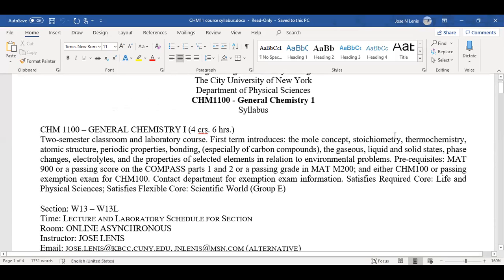This is the general chemistry course. The first part, the general chemistry, is divided into parts. Part 1, which is Chem 11, and part 2, which is Chem 12. So we'll cover the first part. Although the first part, the general chemistry one, has an introductory course, which is the Chem 100.